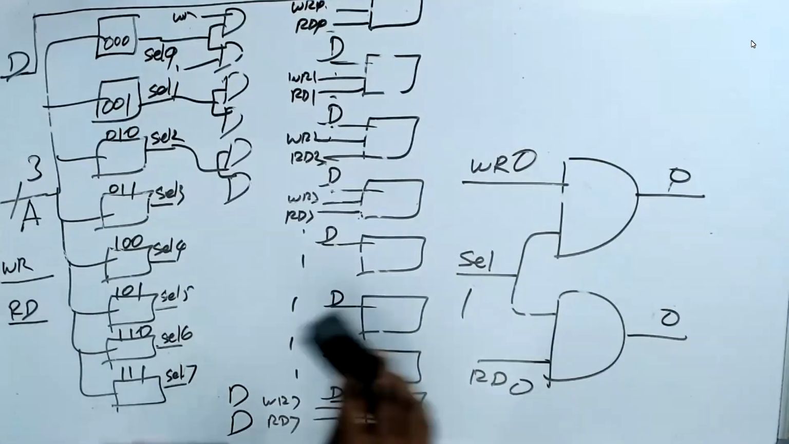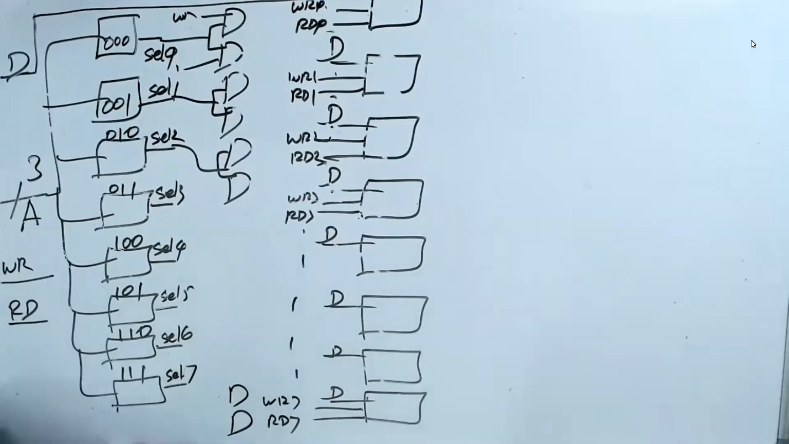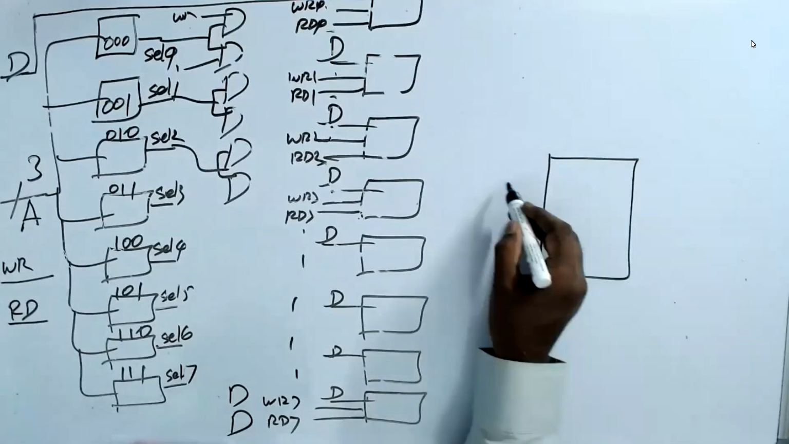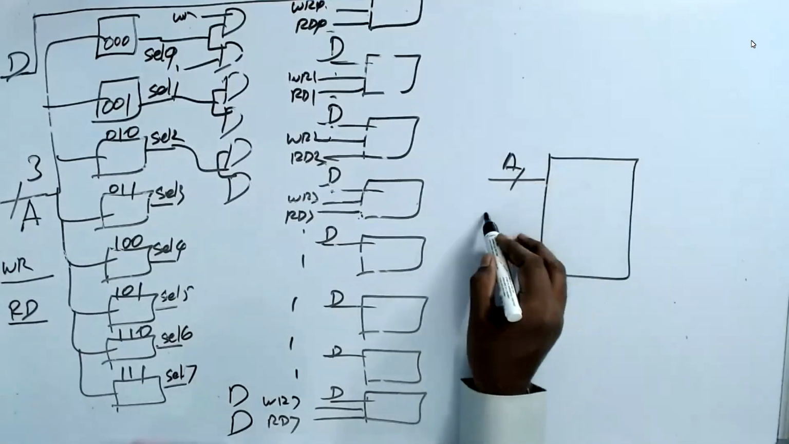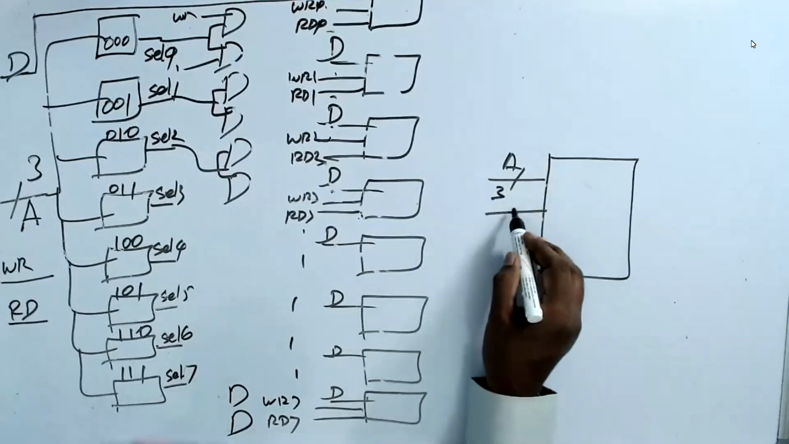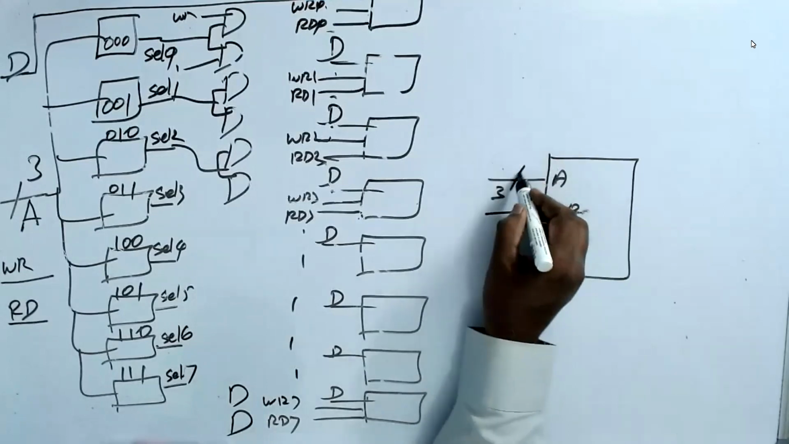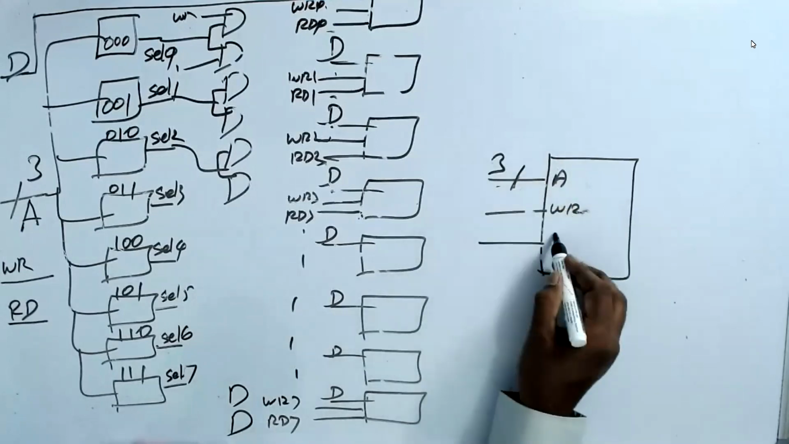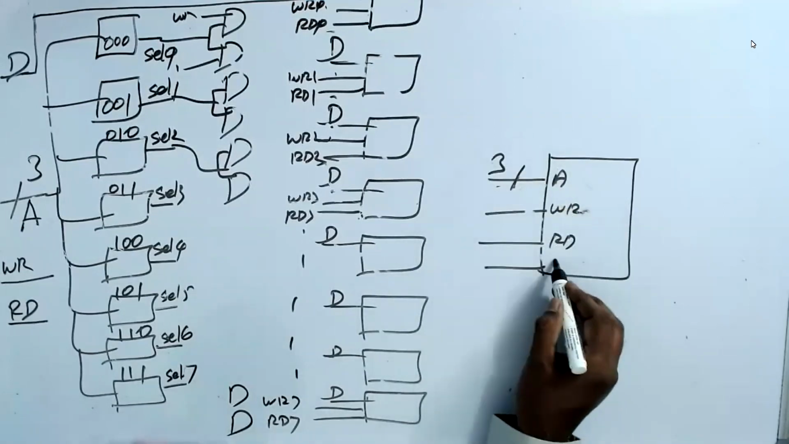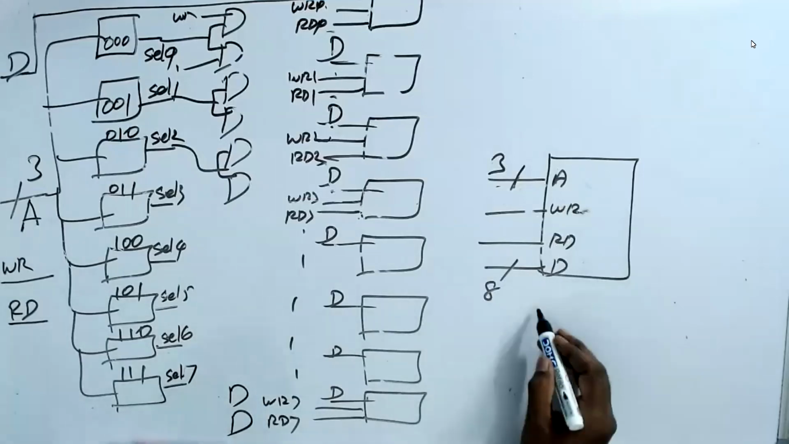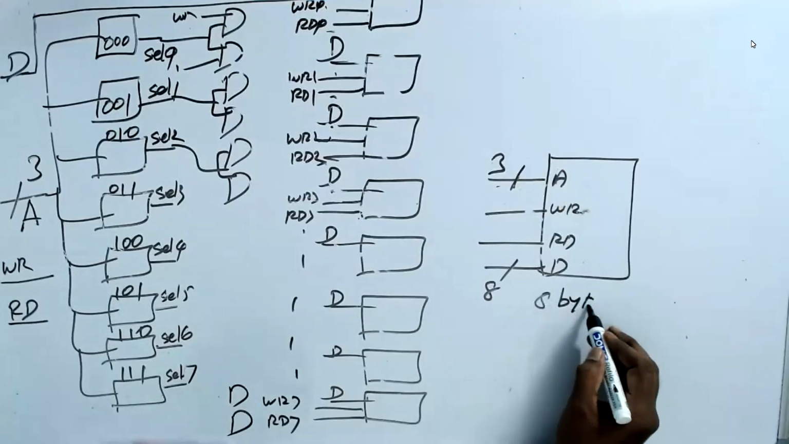I can make this as a block like this. See here. A, 3 wires. Write, read, and data, 8 wires. Understand now? This is called 8-byte RAM.